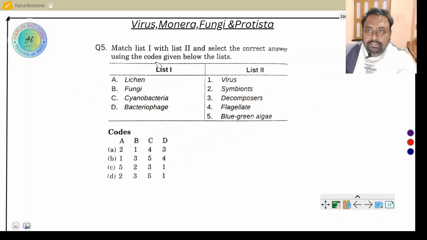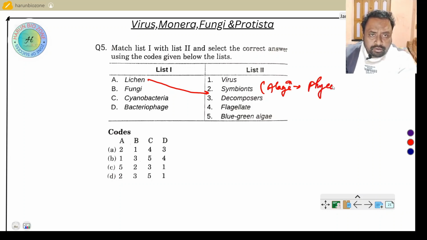Next question, matched list, lichen. Lichen is a symbiotic organism that is present symbiotically with fungus and algae. So, here lichens are symbionts. The algae portion is called phycobiont, and the fungus portion is called mycobiont.